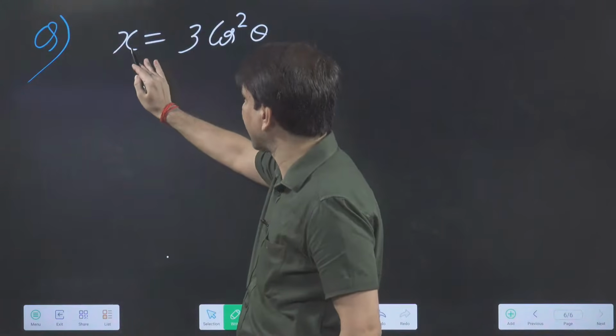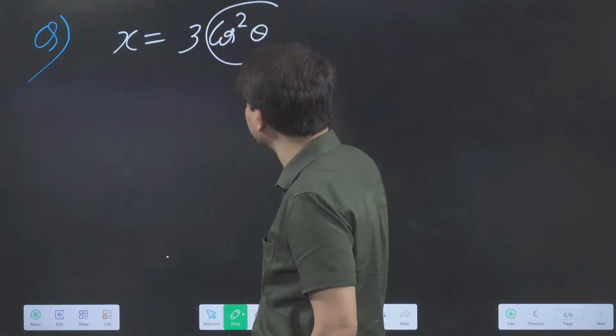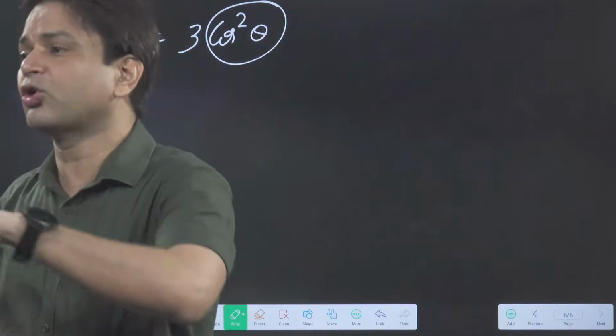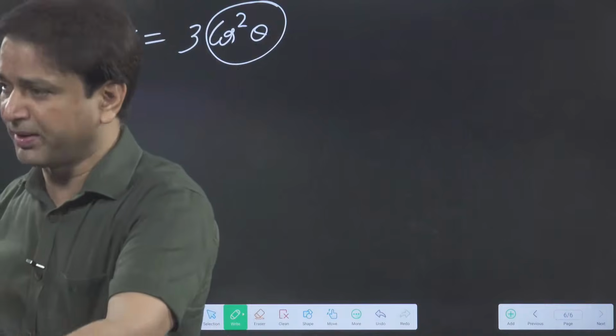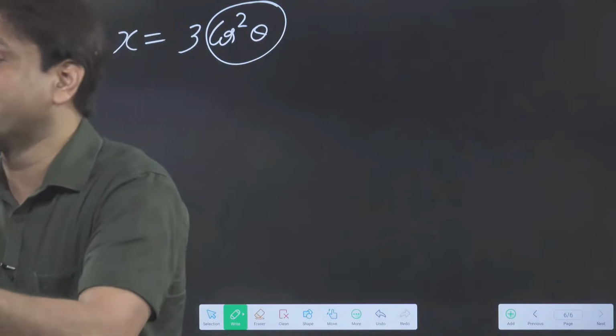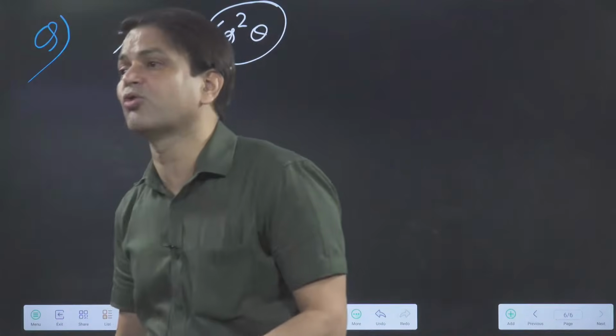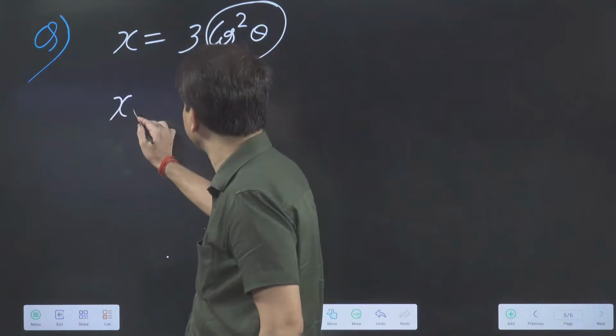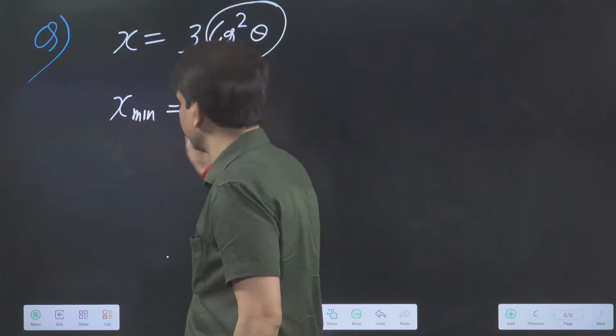What is the function? x is equal to 3 cos square theta. So when cos square theta is maximum, x will be maximum. When cos square theta is minimum, x will be minimum. And what is the minimum of cos square theta? 0. So that's why x minimum is equal to 0.